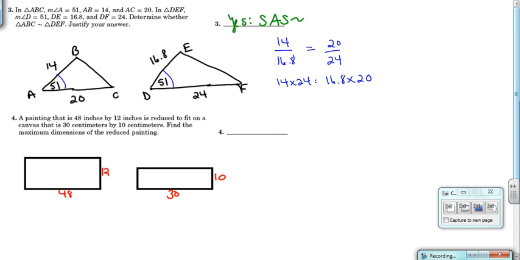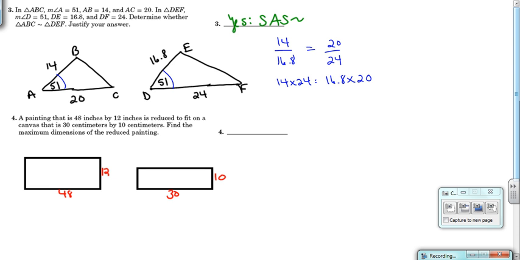A painting that is 48 inches by 12 inches is reduced to fit on a canvas that's 30 centimeters by 10 centimeters. Find the maximum dimensions of the reduced painting. Well, if I want to maximize this, I actually want to fit the 48 inches on the 30 centimeter side because that was the longer dimension.